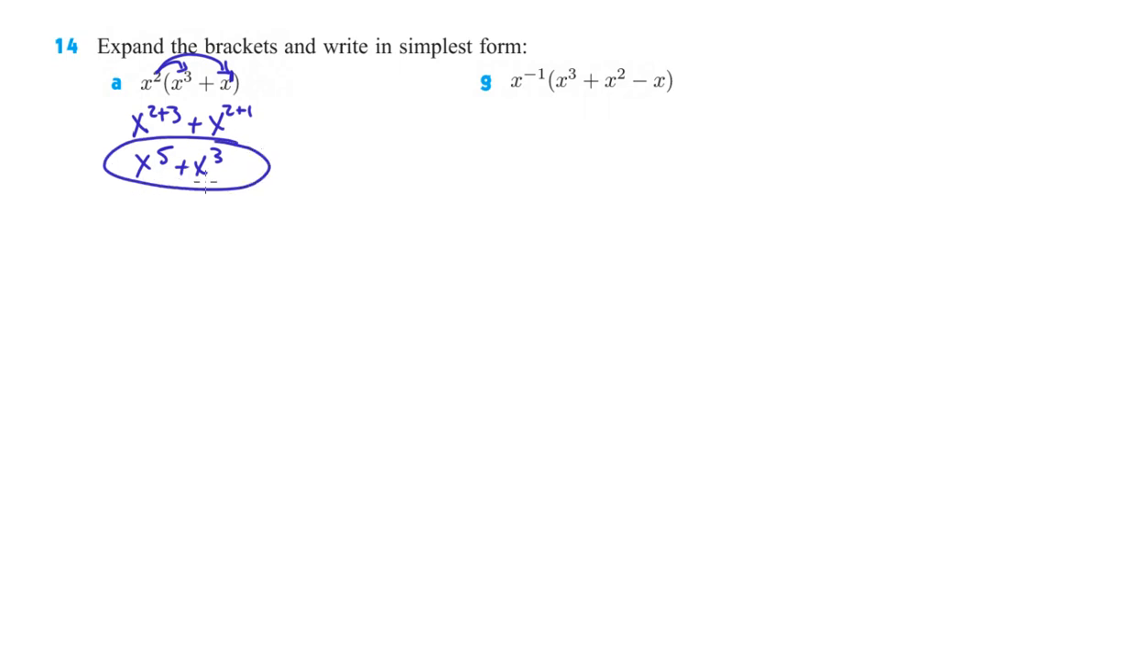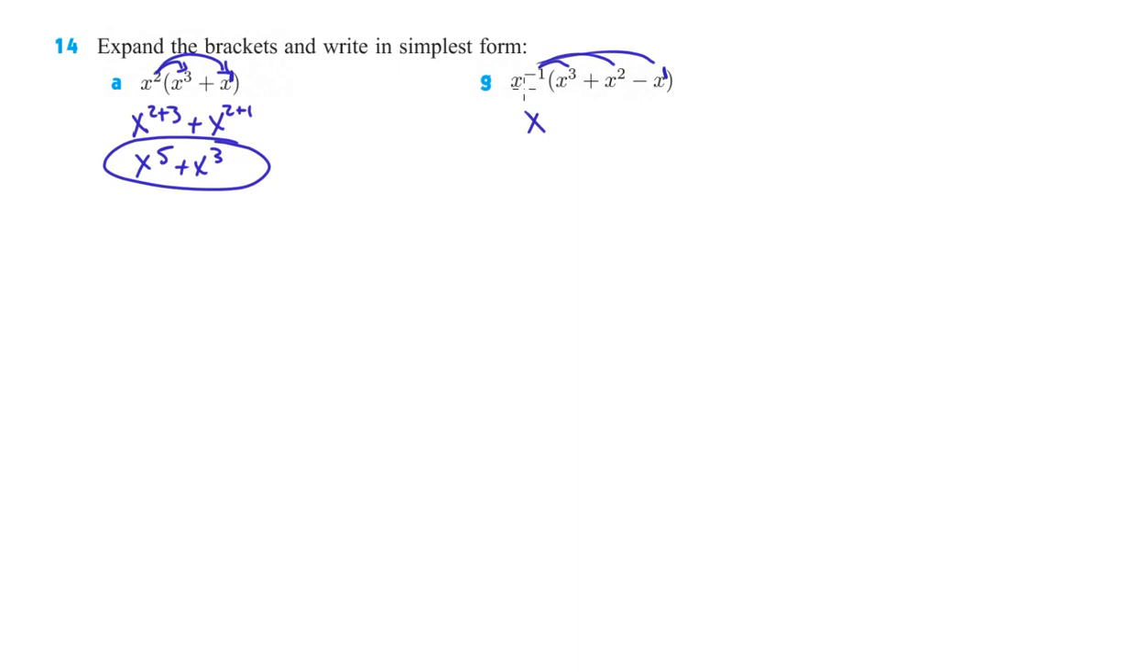Okay, and that's simplest form, because you cannot add x to the 5th to x to the 3rd. You could multiply them, but you cannot add those together, so we have to leave it like that. Okay, let's see. Something in the parentheses here that does not have a power always is going to be 1, so I'm going to multiply all these powers by negative 1. So this is going to be, well, actually, let's see.